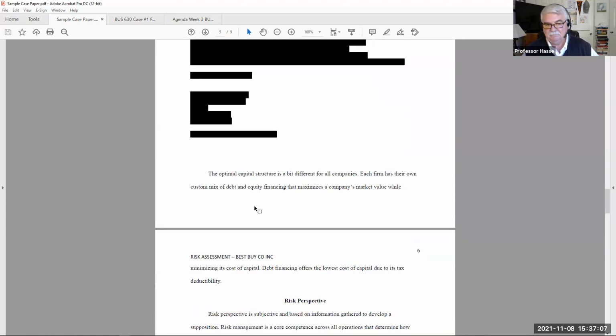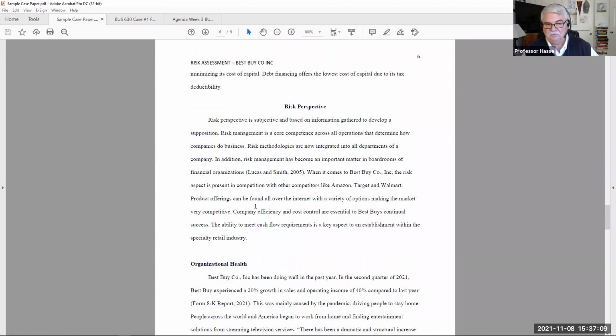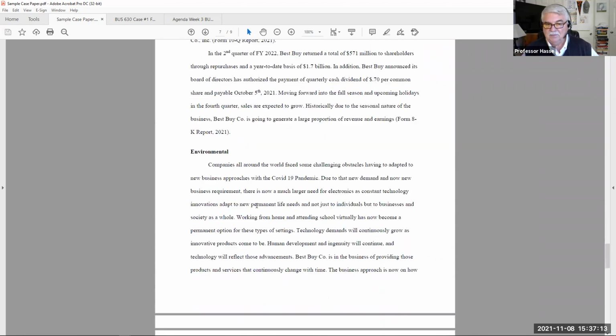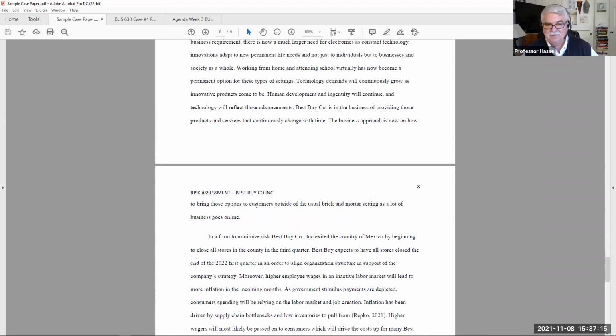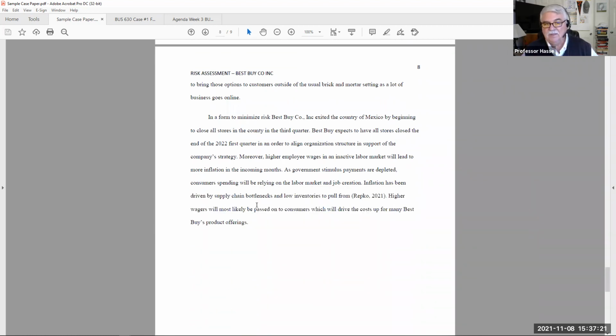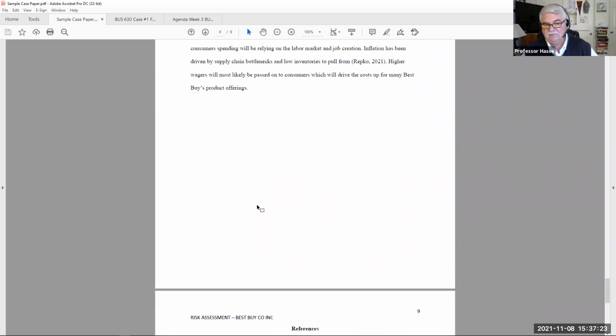Any way is fine. Then the risk perspective, organizational health, environmental health, these are all samples. Doesn't mean you have to include these. Maybe in some cases, I'd like you to include more, but it gives you a general idea of what I'm looking for in this case.